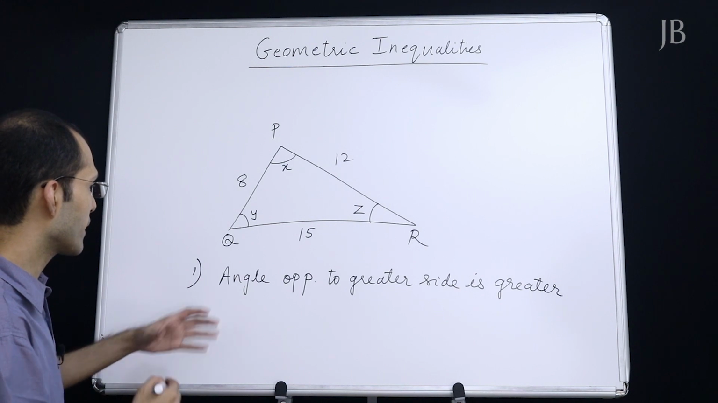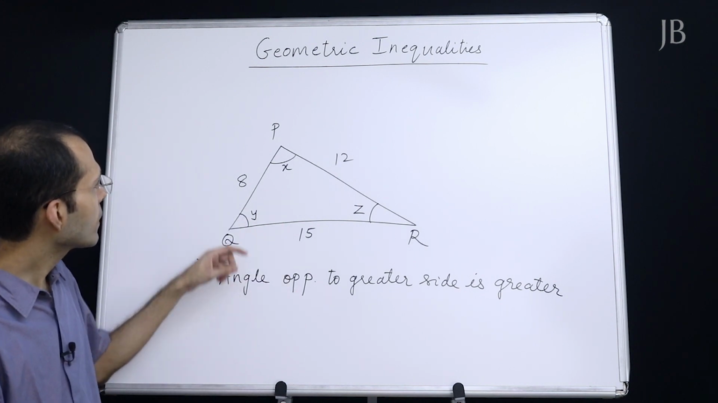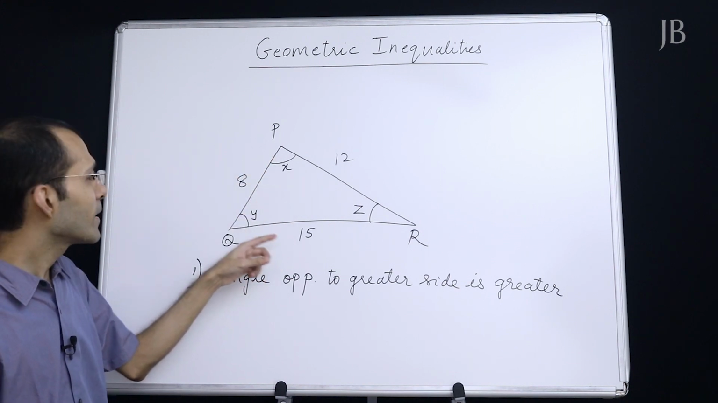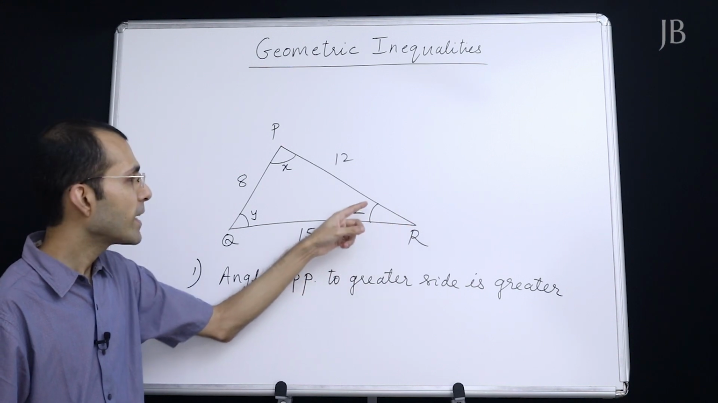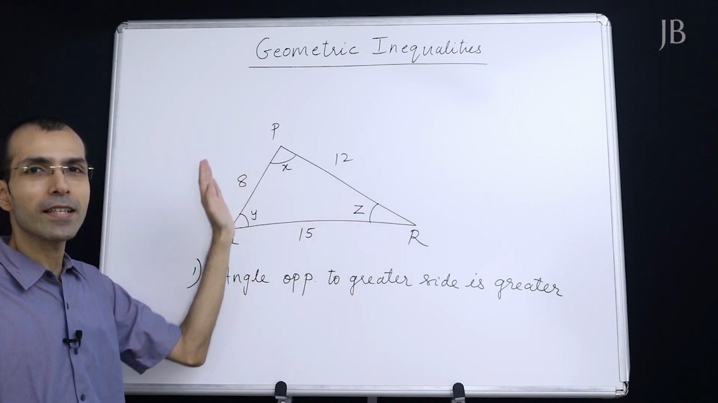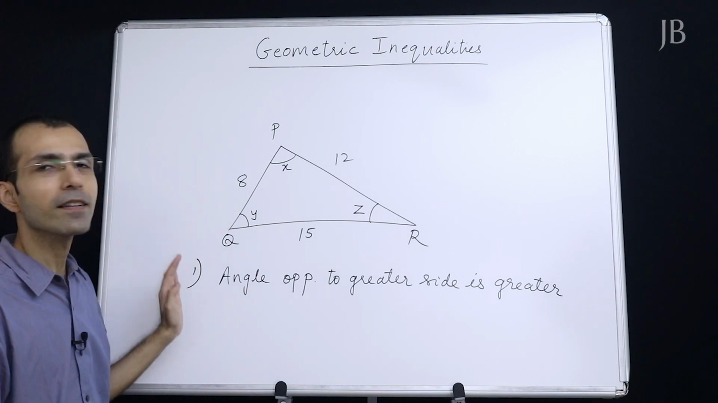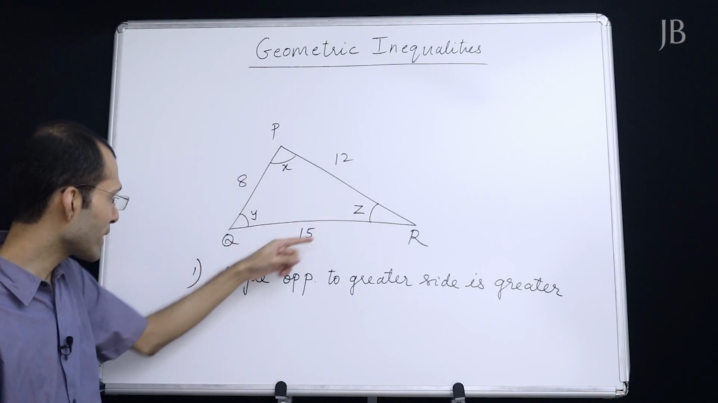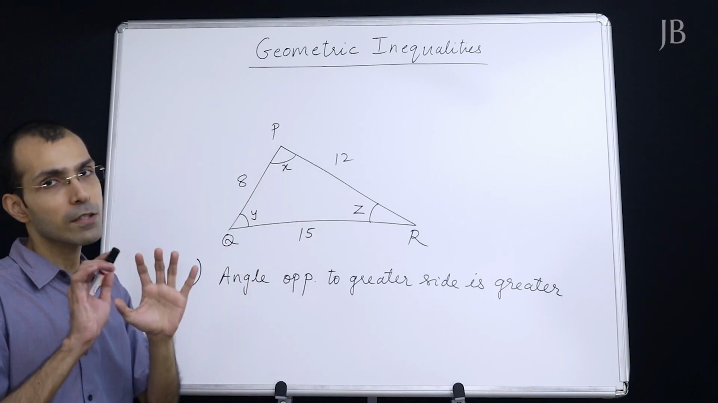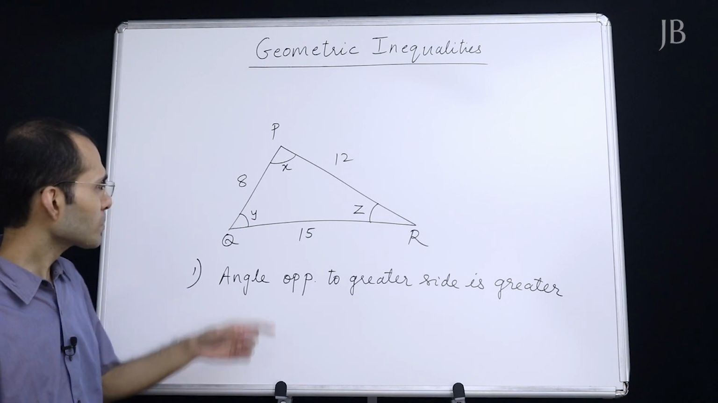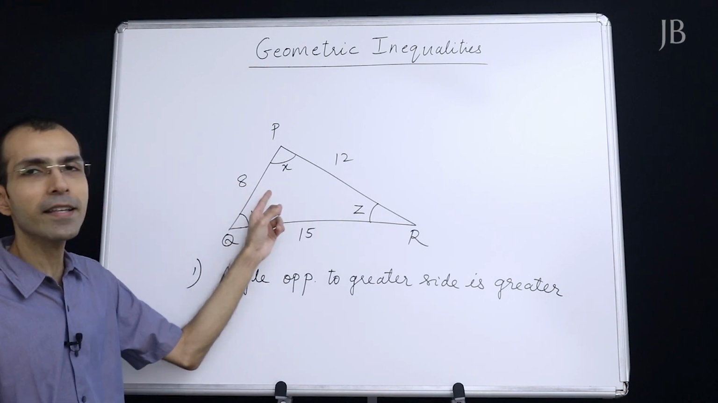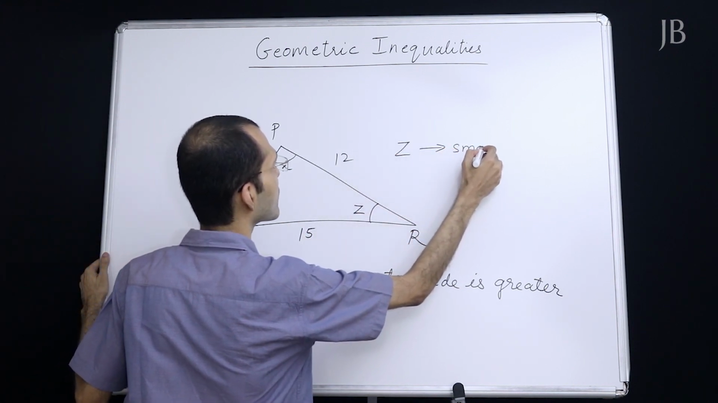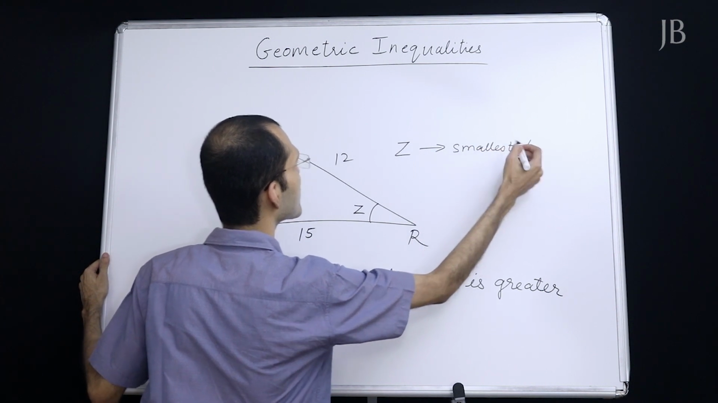Okay. Now let us understand the direct application of this. This X is opposite to 15. Y is opposite to 12 and Z is opposite to 8. So which is the smallest side here? Smallest side is 8, right? Of all the three sides, 8 happens to be the smallest side without any doubt. Which is the angle opposite to 8? Z. So here Z would be the smallest angle.